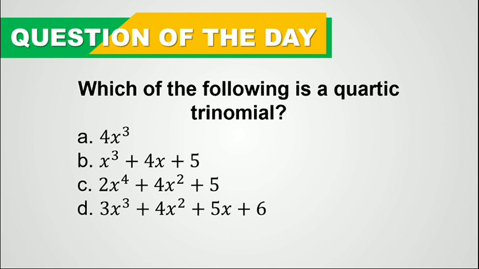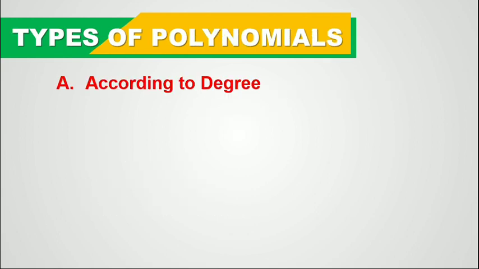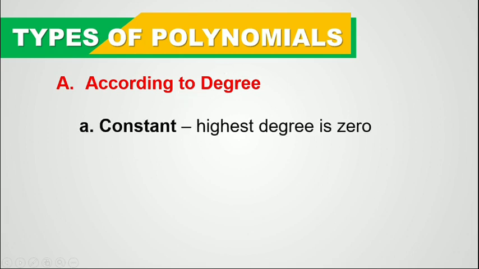So in order for you to answer this particular question correctly, you must be familiar with the concepts of the different types of polynomials. Now, let's start with the types of polynomials according to degree. So let's start with the constant. When we talk about constant, its highest exponent or degree is 0. For example, we have 5, square root of 6, and negative 10. These examples are under constant. They are just numbers, real numbers. They are constant. These are still considered as polynomials.